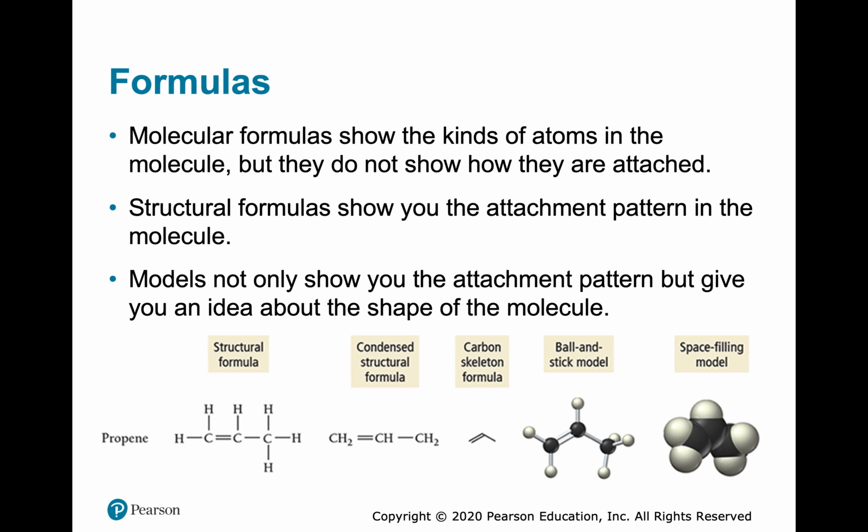And with these molecular formulas, they show the kinds of atoms, but they do not show how they're attached. That's just the number of atoms of each. Structural formulas show the attachment pattern, and the models give you more about the shape. So here's a structural formula. You can see it shows it's not just C3H8. C3H8 would be the molecular formula. So that's the structural formula, and the condensed formula doesn't show the hydrogen single bonds.